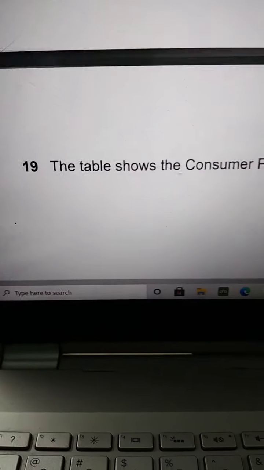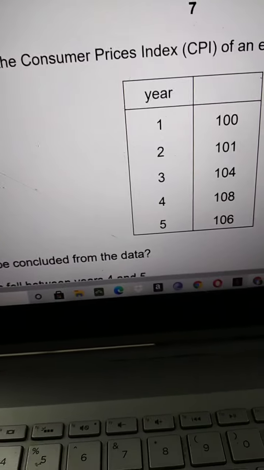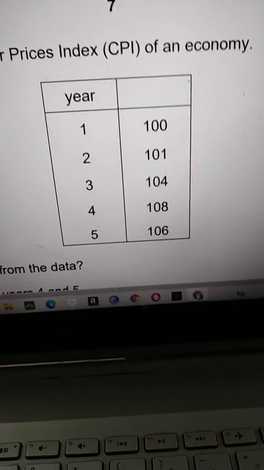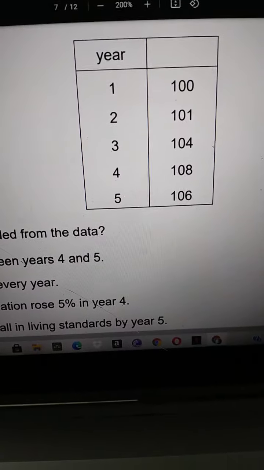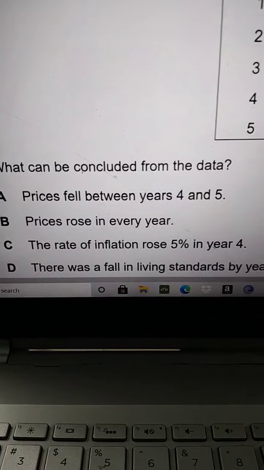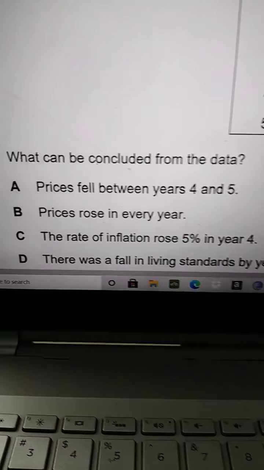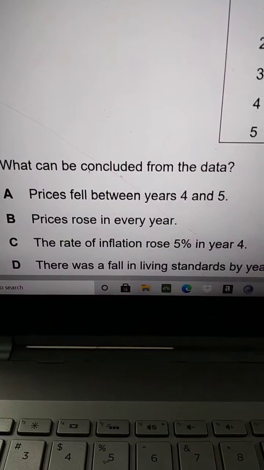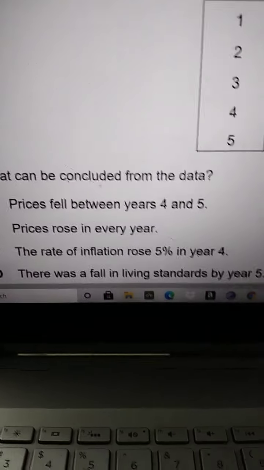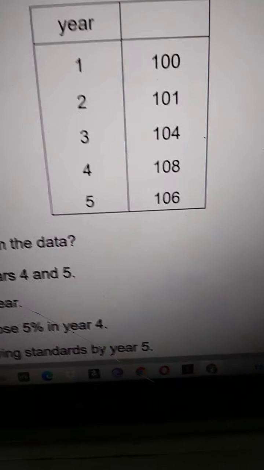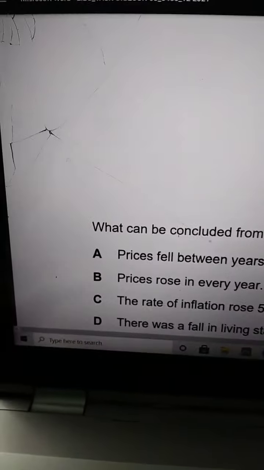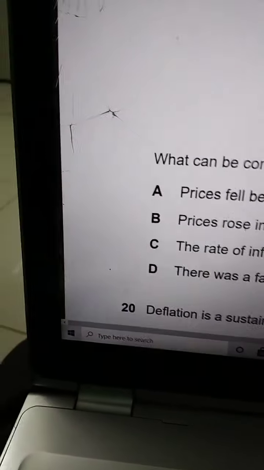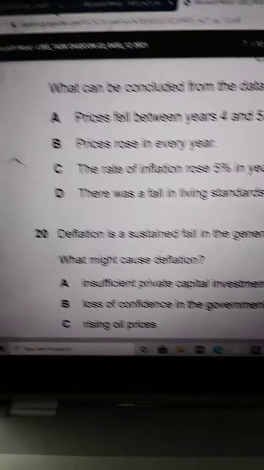Okay, question number 19. The table shows the consumer prices index, CPI, of an economy, and the CPIs are given, not the inflation, the CPIs. What can be concluded from the data? Prices fell between years 4 and 5. Other options are also there, but prices fell between 4 and 5. Just check. 108 to 106. Definitely when the consumer price index is decreasing, the prices are falling. So it means that option A is the correct answer for this question. So remember, consumer price index is falling means prices are decreasing.